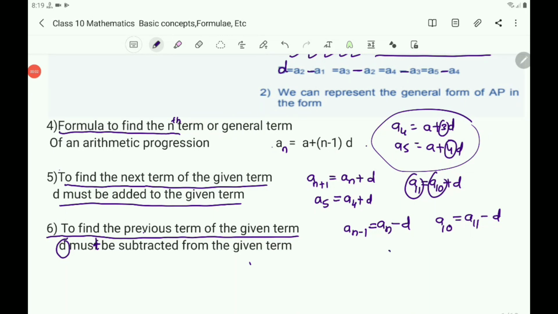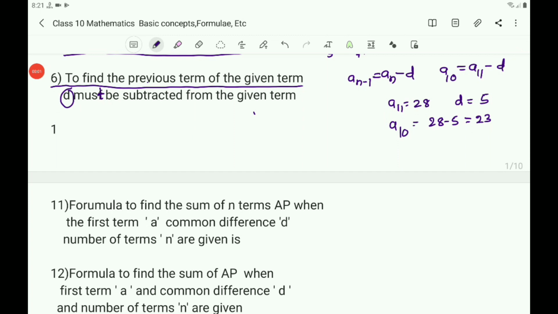If the 11th term, that is A11, equals 28, and D equals 5, then what is A10? A10 equals A11 minus D, that is 28 minus 5. 28 minus 5 is equal to what? We will get 23. In this way, to get the previous term, we have to subtract the given D from the given term.